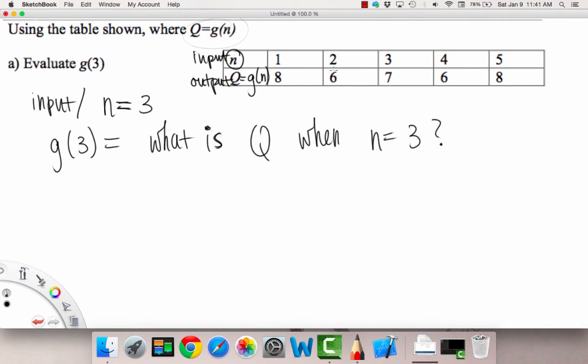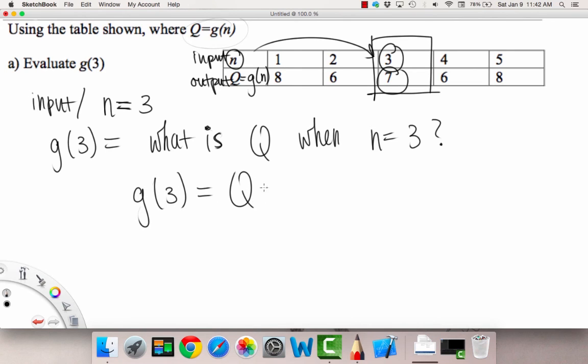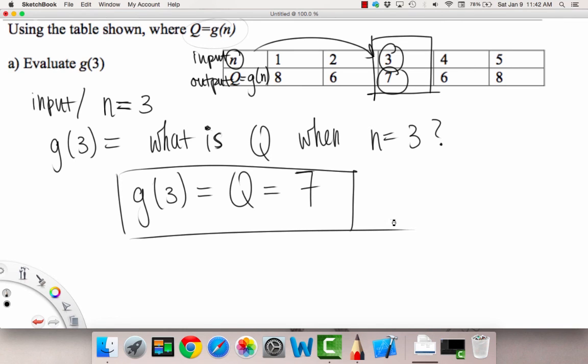And for our answer, we're just going to look at the table here. So when n equals 3, which is this one here, we're just going to pair it up, okay? And we see that our Q at that time is 7, okay? So that means that our G of 3, which is also Q at the time, is equal to 7. Alrighty? And that's how you evaluate. So that's pretty much it for that. And now let's go over solving.